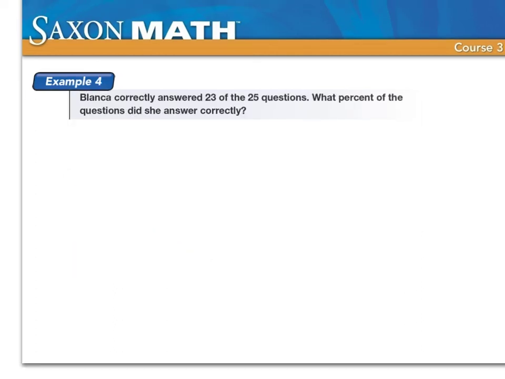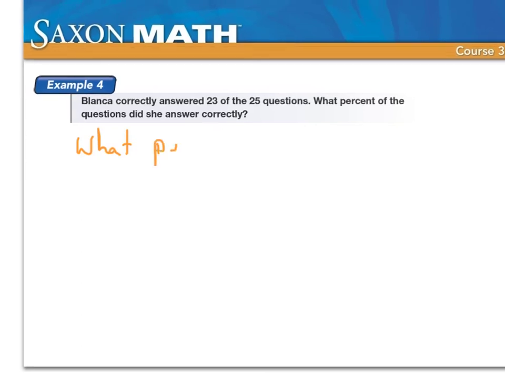Example 4 says Blanca correctly answered 23 of the 25 questions. What percent of the questions did she answer correctly? So basically here we're trying to figure out what percent of 25 questions is 23. I want to know what percent of 25 questions is getting 23 right.